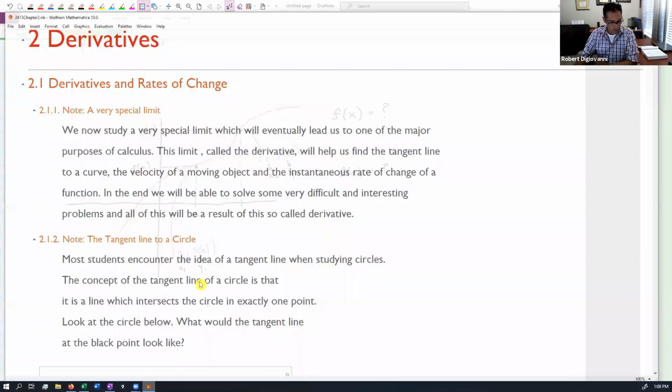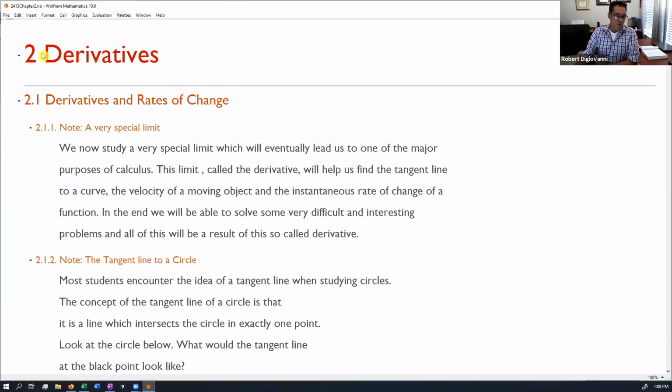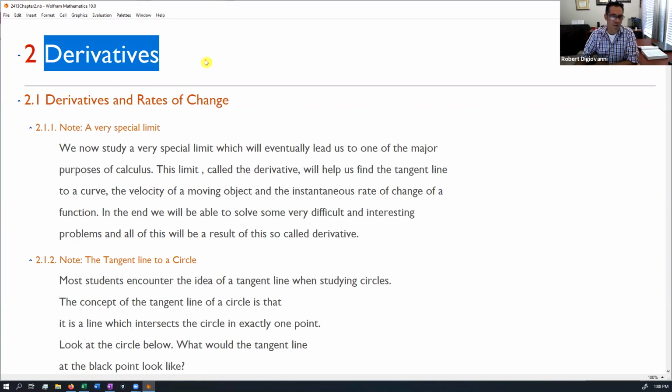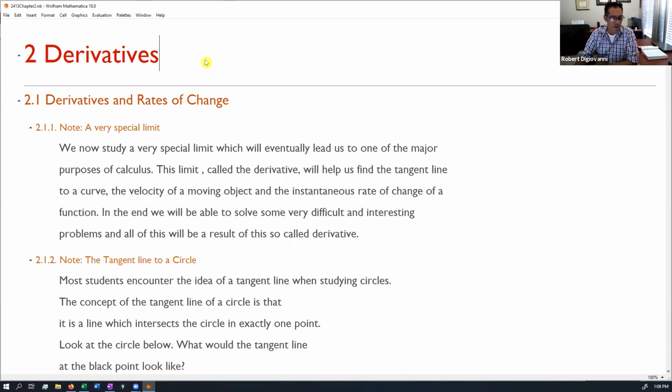All right, so chapter 2 is called derivatives. If you ask a Cal 2 student what Cal 1 is about, most of them are going to tell you it's about derivatives. So this is a core chapter for this class. You've probably heard this before if you've talked to someone who's taken Cal 1 and said, oh, it's about taking derivatives or whatever. So this is the chapter where we get into this.